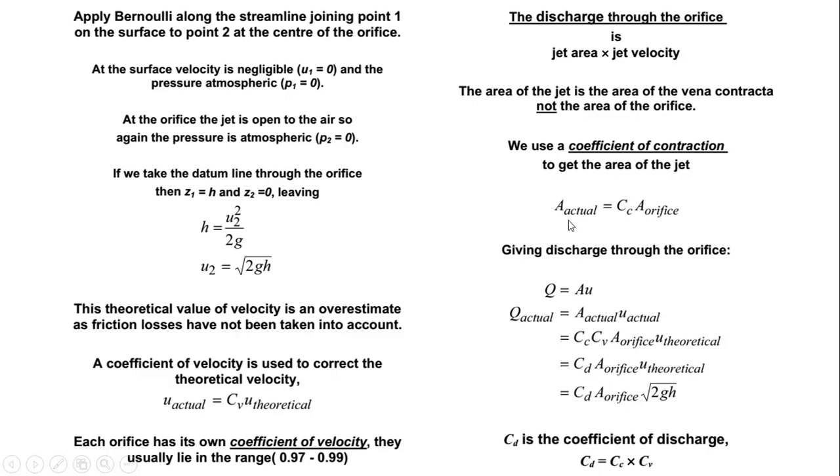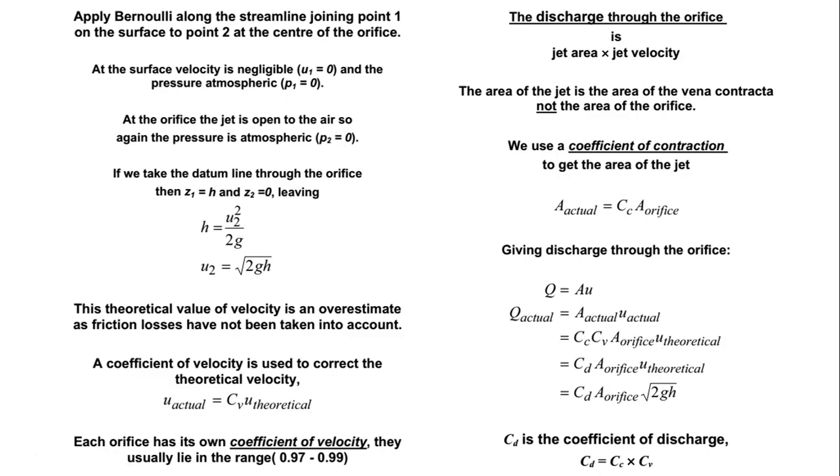So actual area will be equal to coefficient of contraction multiplied by area of the orifice. Now to get the Q actual, we need to multiply the actual area by the actual velocity. Which means actual area is CC A orifice. Then the actual velocity, we need CV and U theoretical. So CV U theoretical will give us the actual velocity.